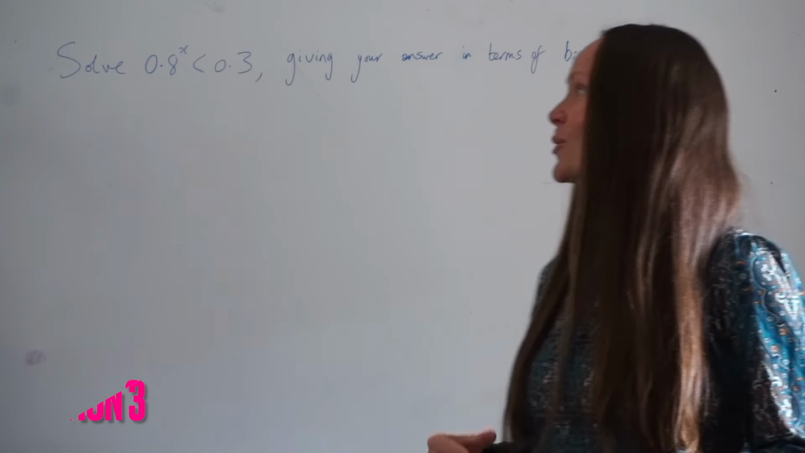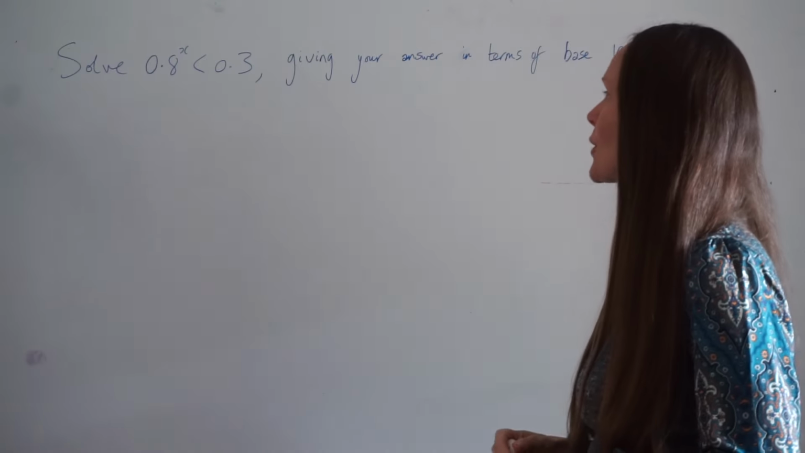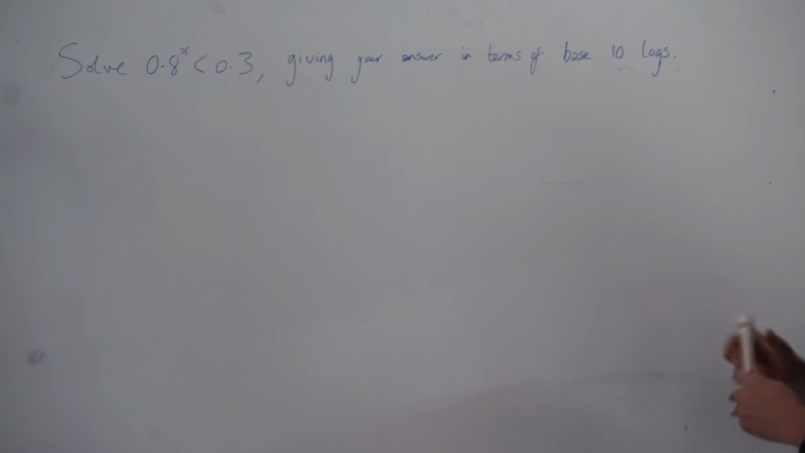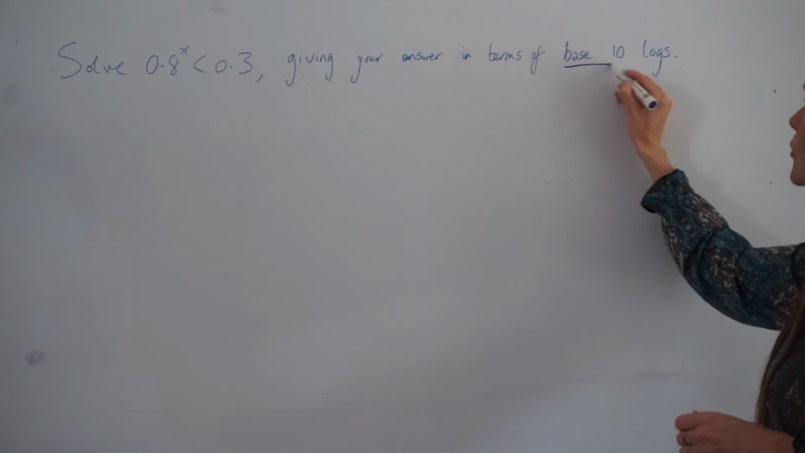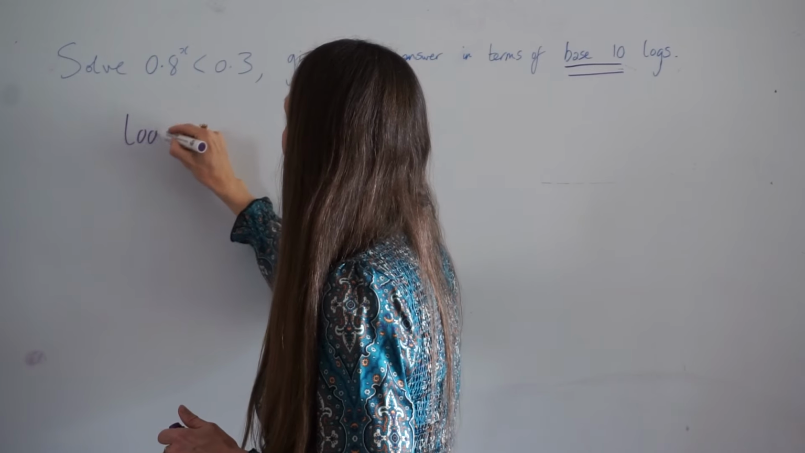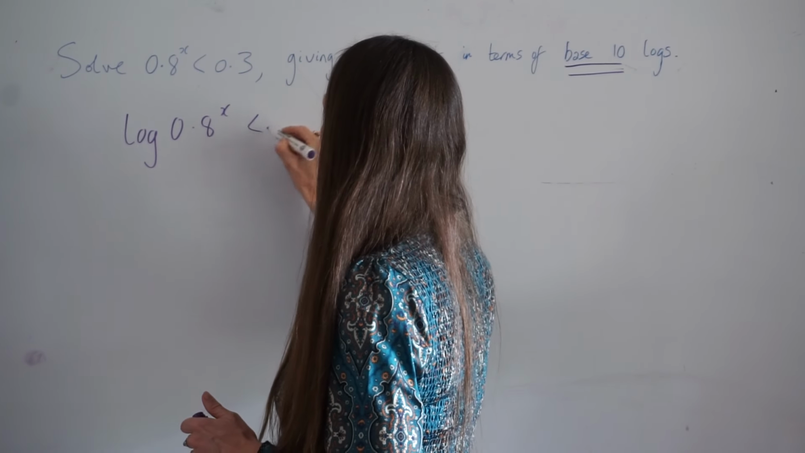In the next example, it says solve 0.8 to the power of x is less than 0.3, giving your answer in terms of base 10 logarithms. So again, I'm going to take log base 10 in this question. So remember, when you take log base 10, the inequality symbol remains the same.